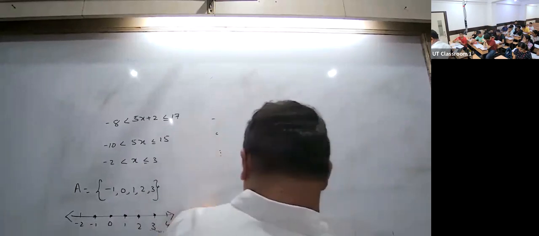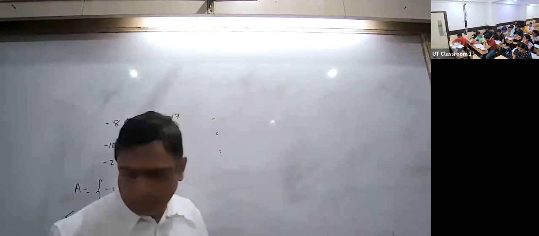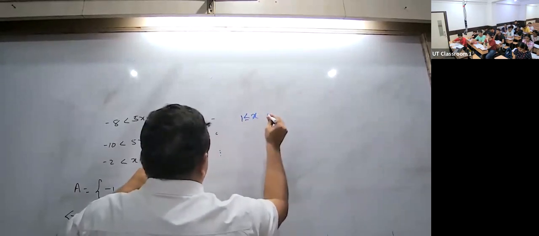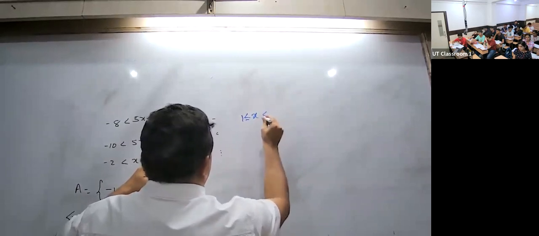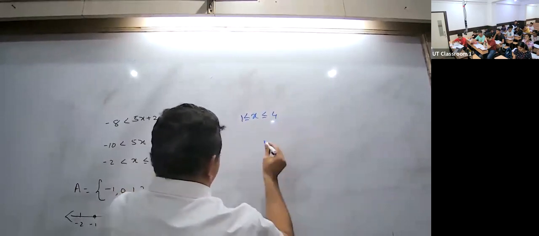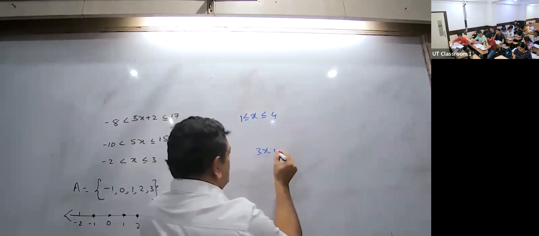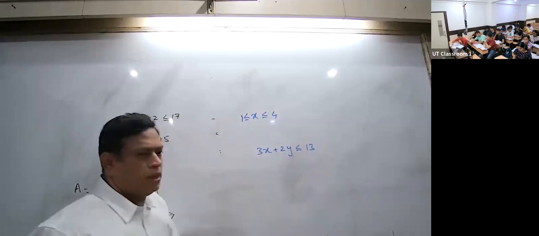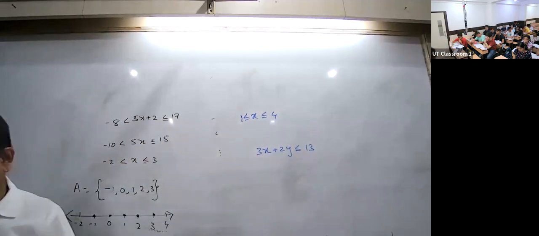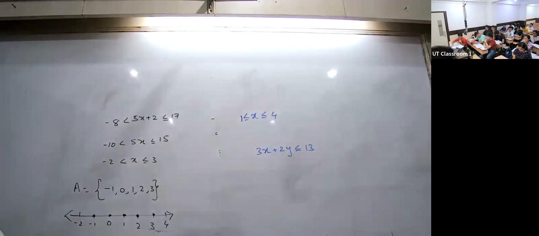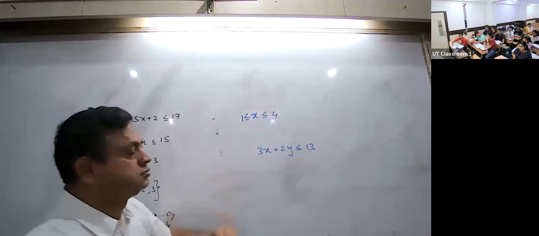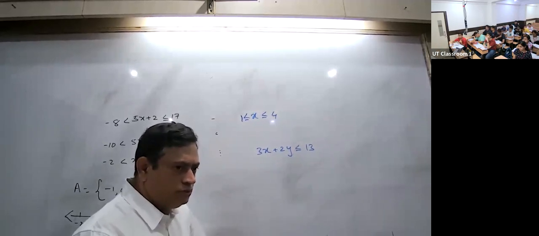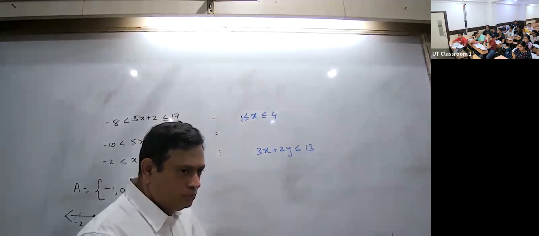Question. x and y are positive integers that satisfy 1 ≤ x ≤ 4, and 3x + 2y ≤ 13. These are the possible values of y, 2 or 5. Why 2 or 5? Because when we set x equal to 1, 2, 3.